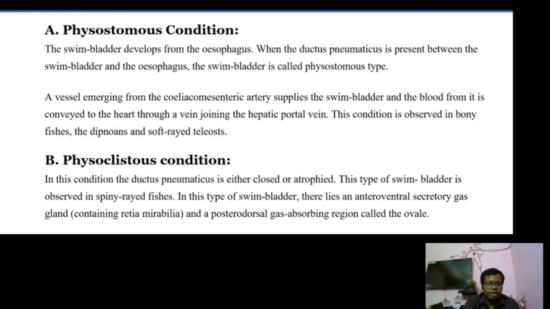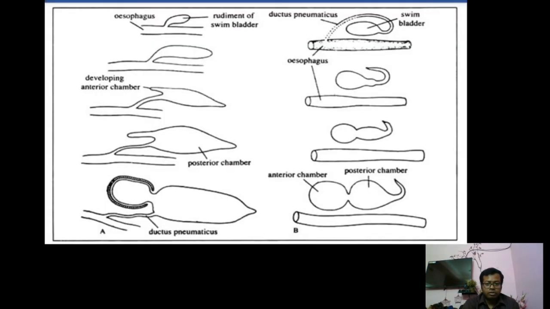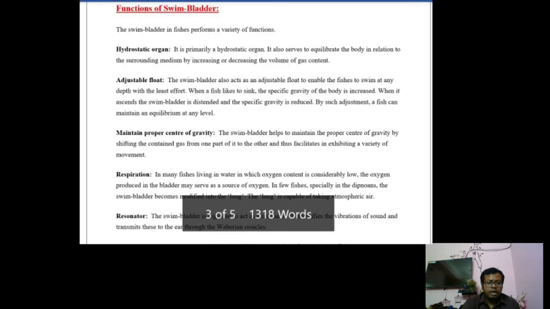And where you can find the physostomous condition, you can find it in bony fish, dipnoans, and soft-rayed teleosts. This is the figure. And now, functions of the swim bladder.